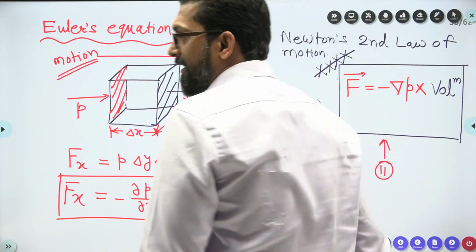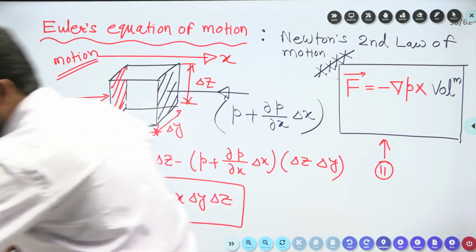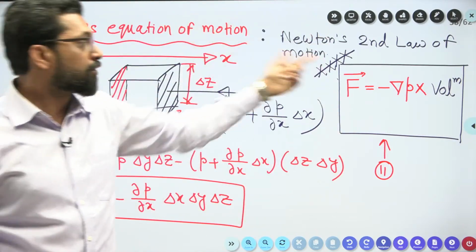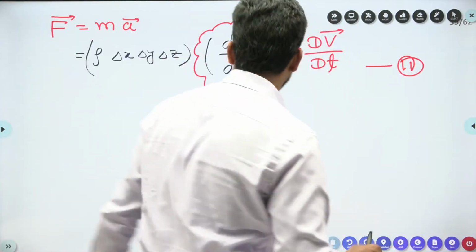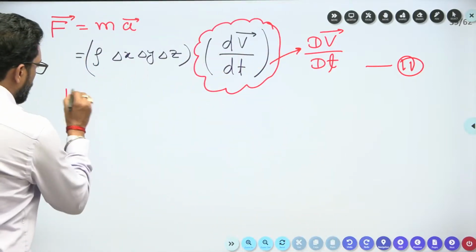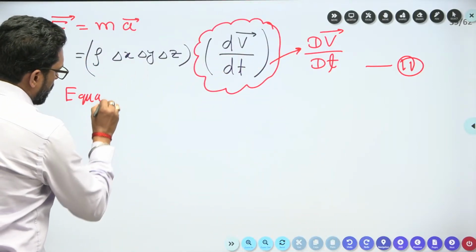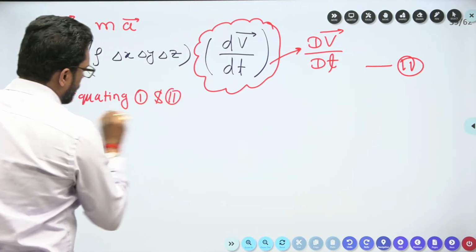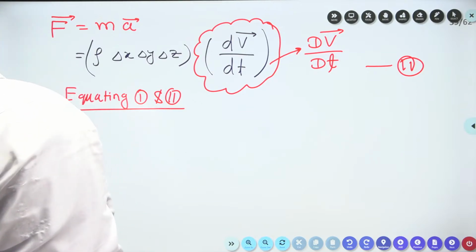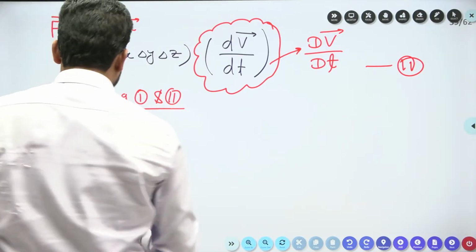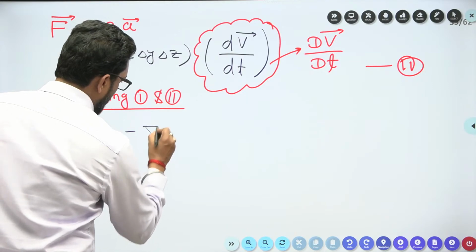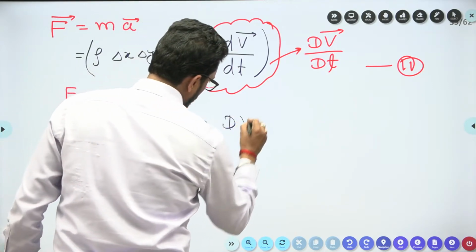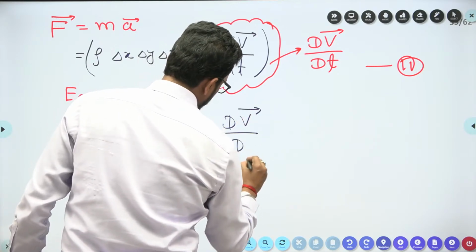These two equations are same. Why? Because this force will create acceleration. This force will create a motion, and due to that motion, there is a force. So these two are same. Very important. So equating first and second, if you equate it, minus grad of P is equal to rho dV by dt.